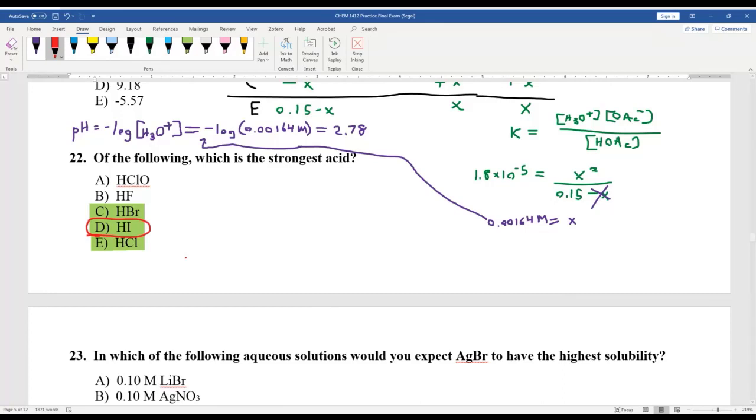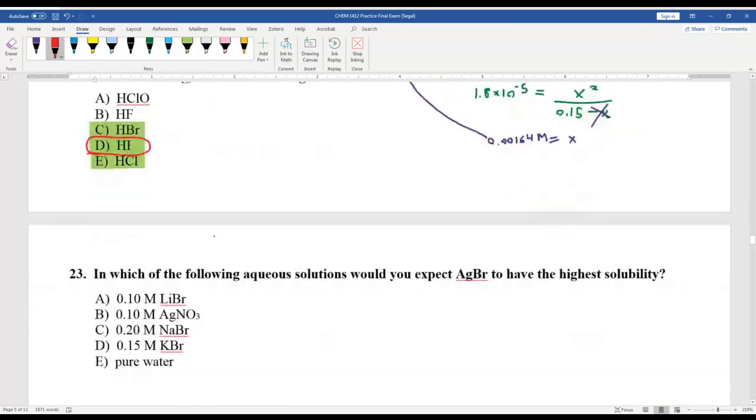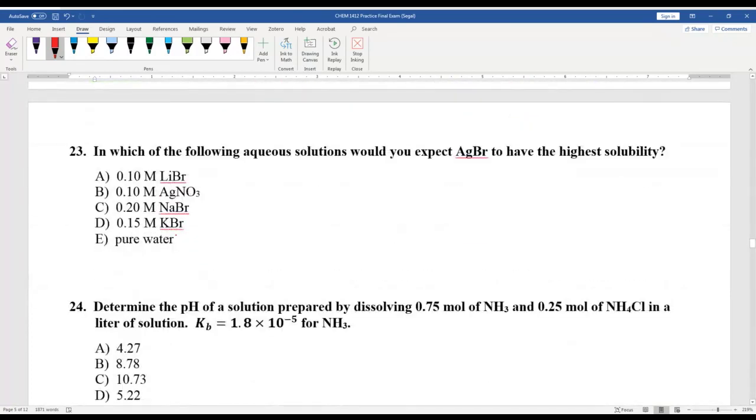One can make a case for HClO4. That actually could possibly be stronger. But of these, HI is definitely the strongest. All right, so then let's look at one last question and then we'll call it a day.